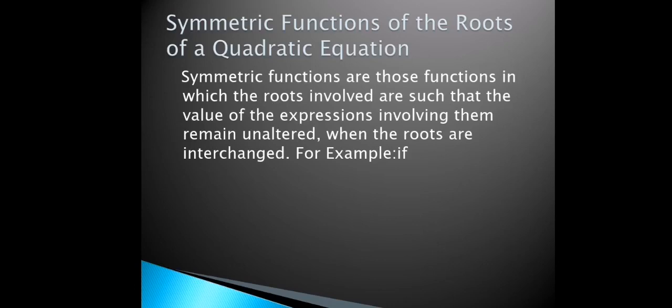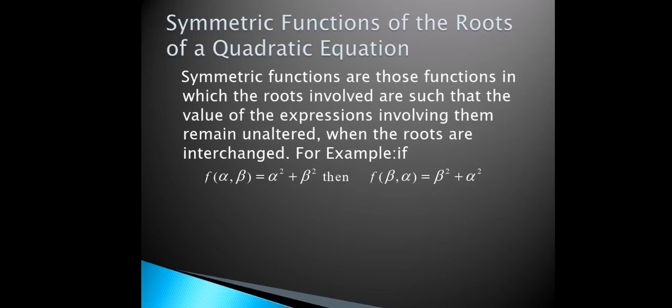So for example, if the function containing alpha beta is equal to alpha square plus beta square, then the function containing beta alpha will be equal to beta square plus alpha square. Since we know that addition is commutative, it obeys the commutative property. So if alpha square plus beta square is, for example, equal to 25, then similarly beta square plus alpha square will also be equal to 25.